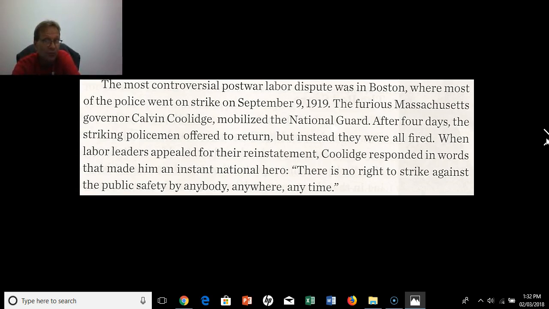But the most controversial post-war labor dispute was in Boston, where most of the police went on strike on September 9th, 1919. And the furious Massachusetts Governor Calvin Coolidge mobilized the National Guard. After 4 days, the striking policemen offered to return, but instead they were all fired. And Ronald Reagan will do this as well in the early 1980s with the air traffic controllers. When labor leaders appealed for their reinstatement, Coolidge responded in words that made him an instant national hero. Quote, "There is no right to strike against the public safety by anybody, anywhere, anytime," unquote. And now Coolidge is a national figure.